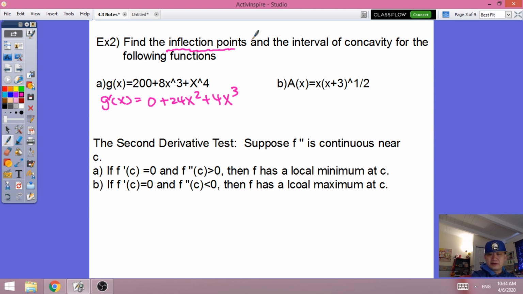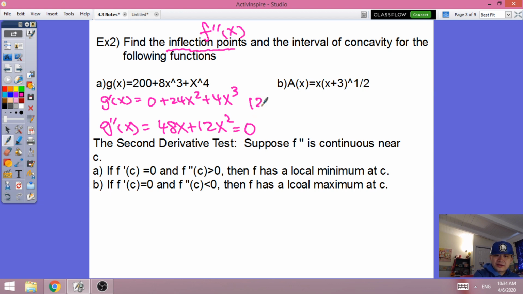Now, again, for an inflection point, we need to find the second derivative. So one more time, g double prime. The derivative of this gives us 48x plus 12x squared. Now we want to set that equal to 0. So take out the greatest common factor, so we can pull out 12x, leaving us with 4 plus x. Okay? So that means the points of inflection, we do have x equals 0, and then x equals negative 4.